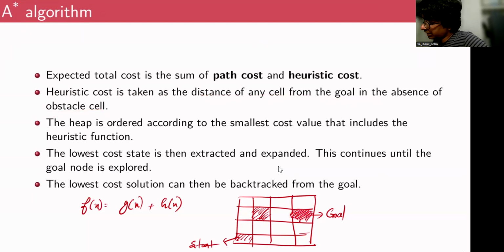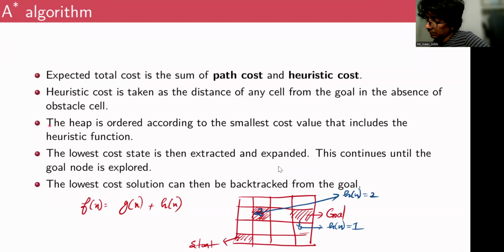So if this is the goal position and this is the current cell, it needs 2 units, right? The distance between the goal cell and the current cell is 2 units here. So the heuristic cost of this cell, h of n, is going to be 2. What about this cell? Since this is 1 unit from the goal position, the heuristic cost for that cell is 1. So on and so forth.